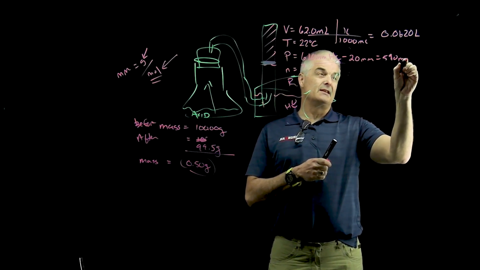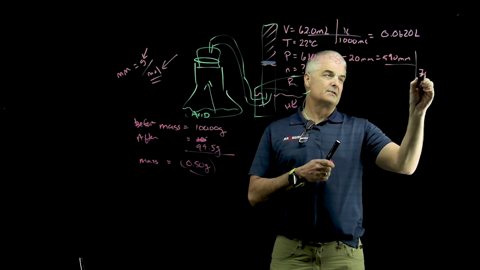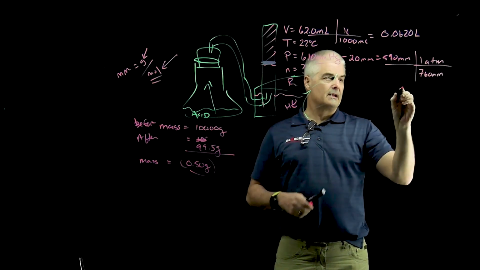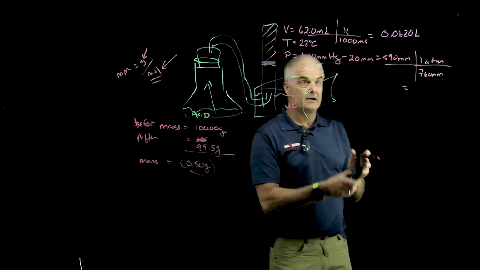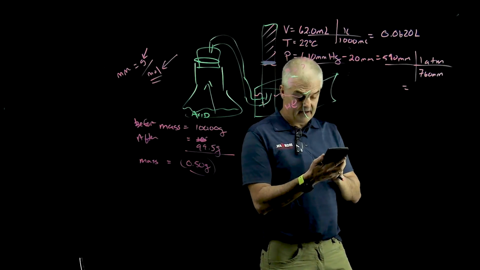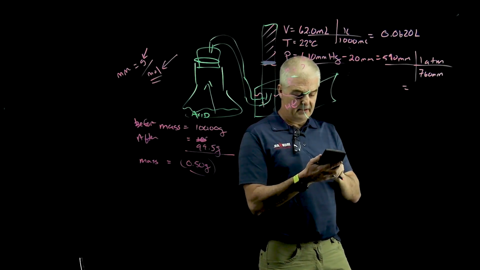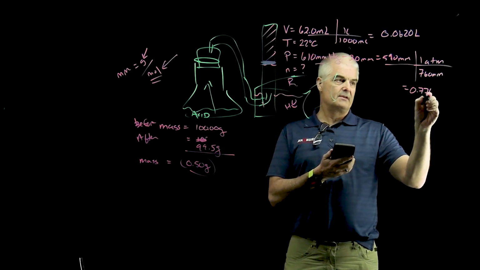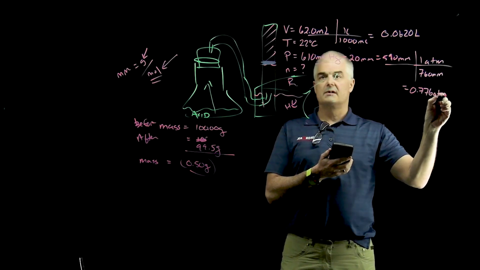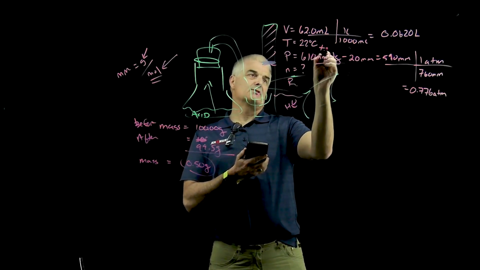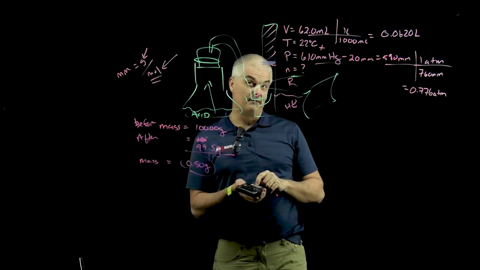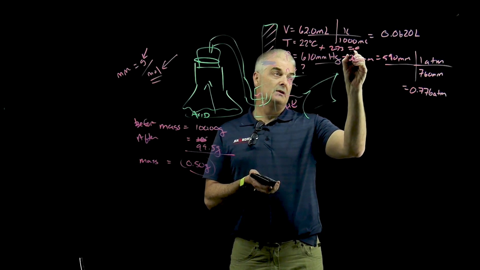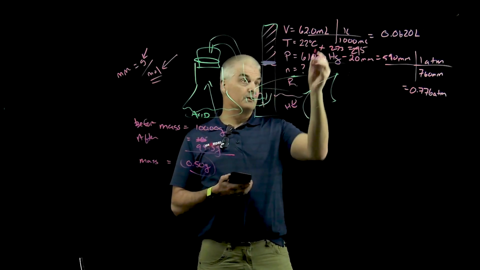And then I still need that in atmospheres. So I'll say 760 millimeters is equal to 1 atmosphere. Now I'll need a calculator on that, which I happen to have right here. So if I take 590 divided by 760, I get 0.776 atm. My temperature is in Celsius, so I need to add 22 plus 273, that's 295. So now I'm going to plug this into the equation.